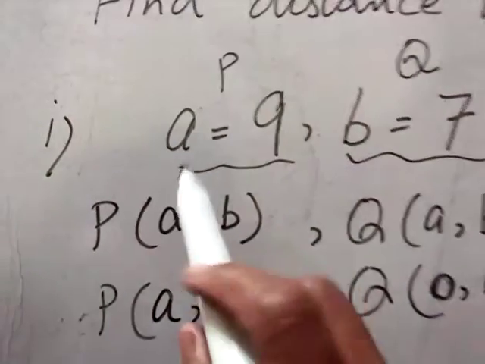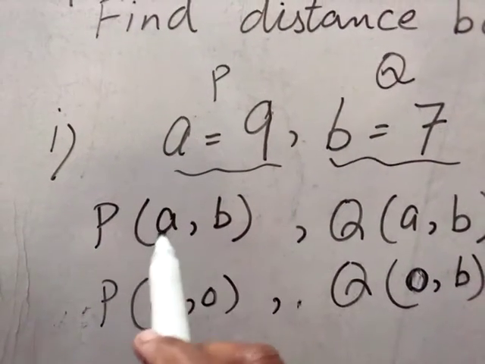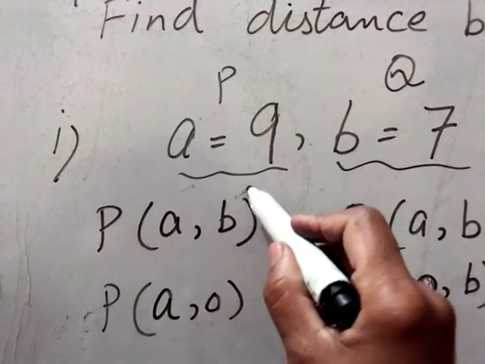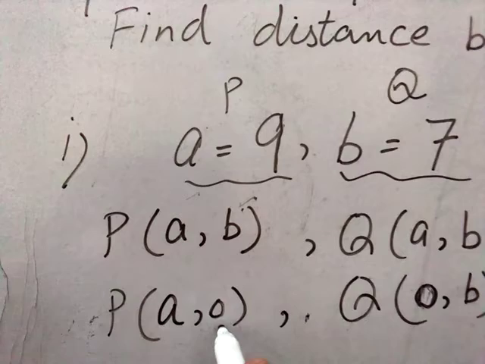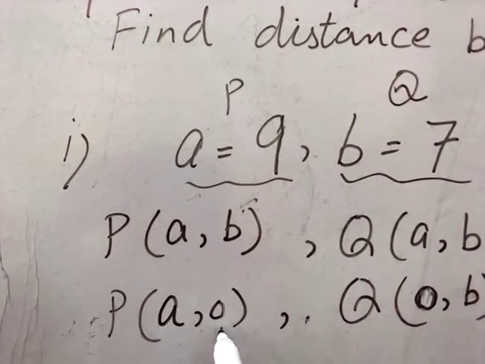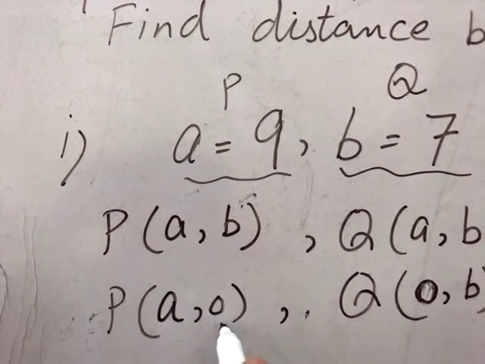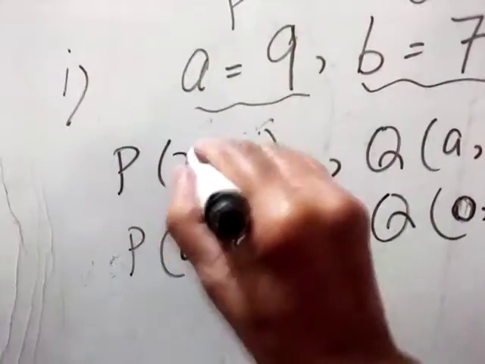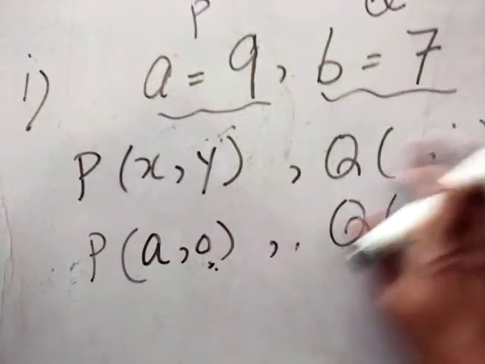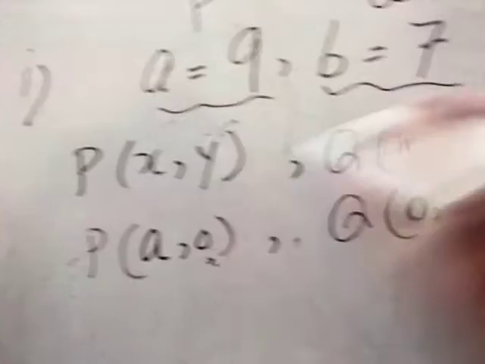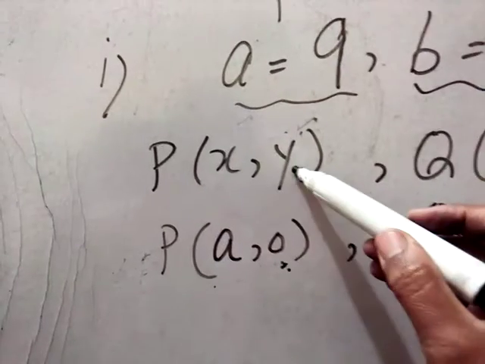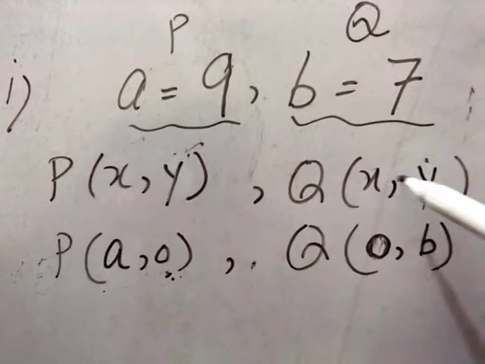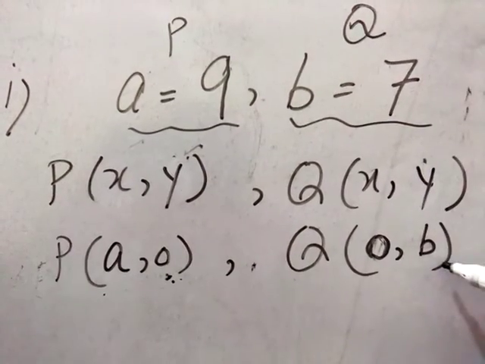The condition of points P and Q will be like this. The x coordinate is a here, and the y coordinate should be b, but the y coordinate is not present, so in place of the y coordinate we will write 0. If we write x and y here, it is very clear. For the x coordinate there is a, but for the y coordinate there is nothing, so it is 0. In point Q, the x coordinate is 0 and the y coordinate is b.